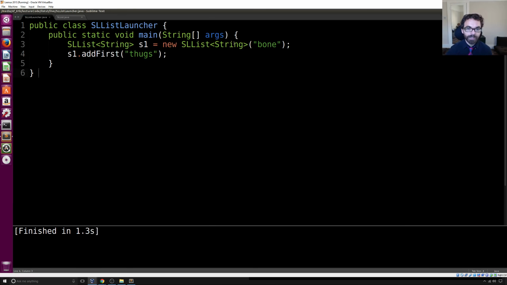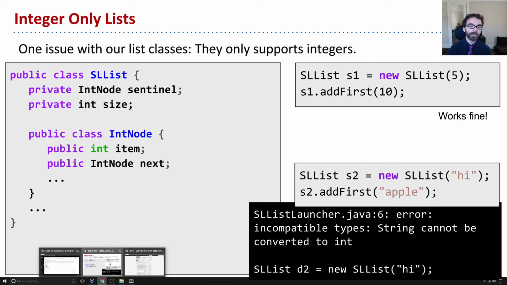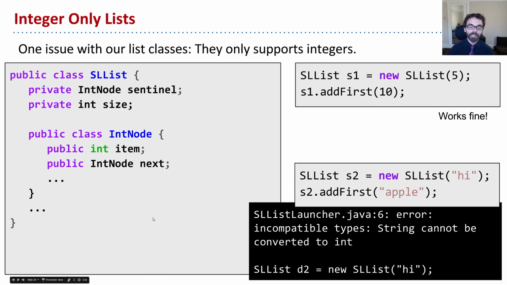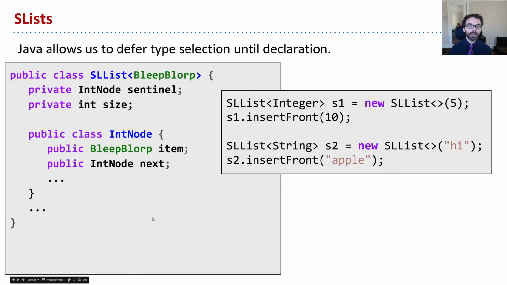Now, in even more modern Java, it is no longer necessary to specify the type on the instantiation side. So I'm going to delete that. And this too will work. Okay. So let's just summarize there. And later in the course, we're going to dig a lot more deeply into this issue.